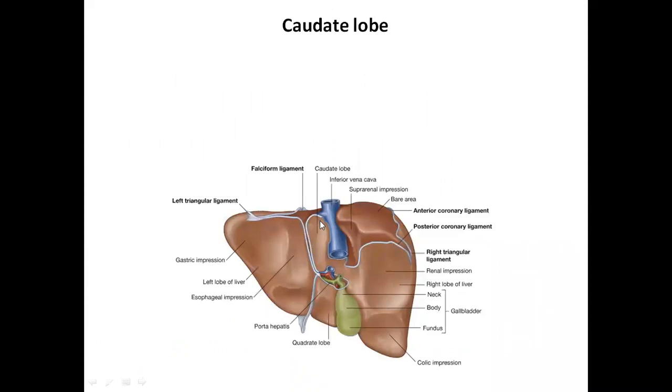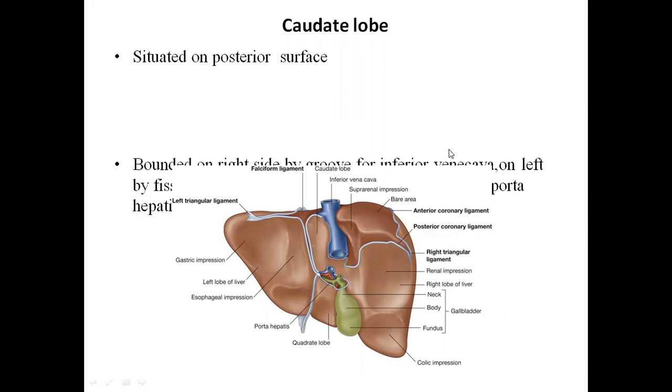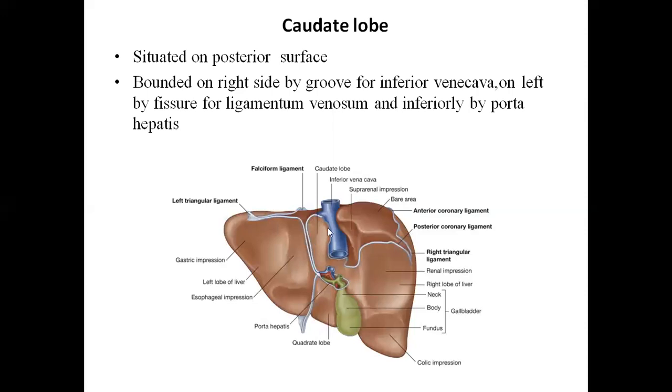This area is the caudate lobe. This is a posterior view of liver. Caudate lobe is located on the posterior surface of the liver. It's bounded right side by the groove for inferior vena cava. So this blue color structure is inferior vena cava. If you remove the inferior vena cava, you can see a groove, a depression there. That is for the inferior vena cava. So on the right side, it is bounded by the groove for inferior vena cava.